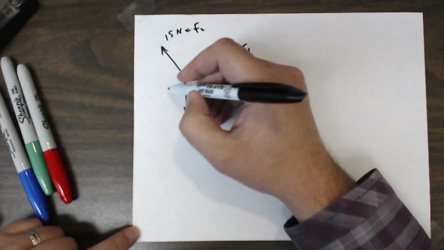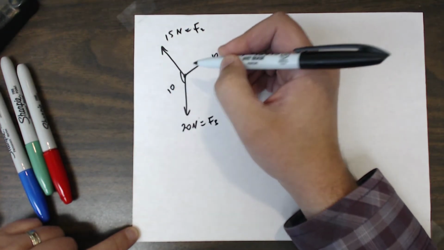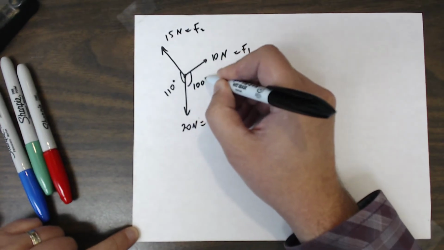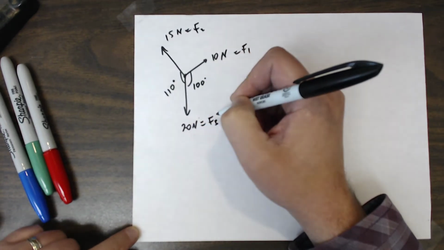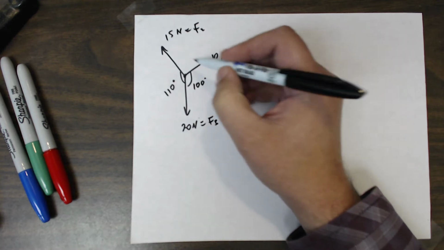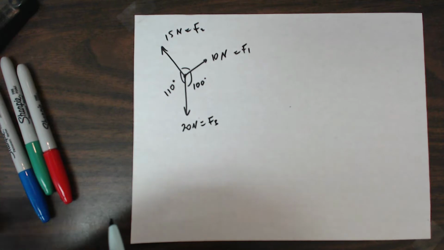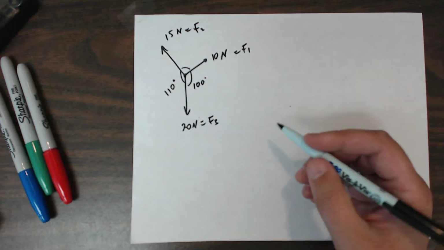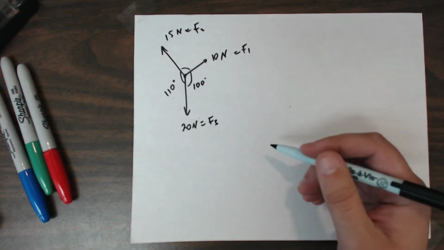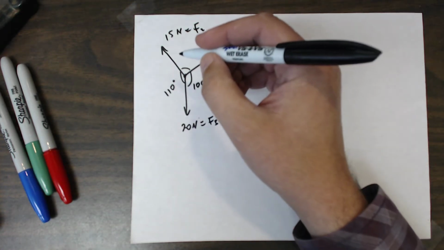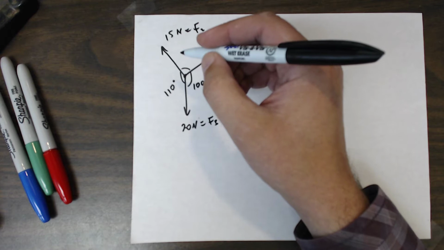So let's say 110 degrees, 100 degrees. So this one will be equal to 360 minus 100 minus 110, 150. Right.